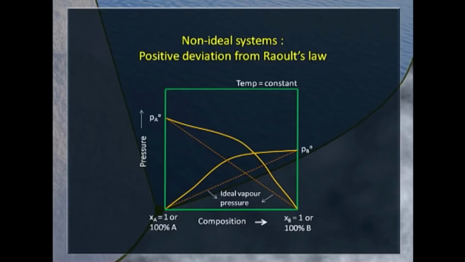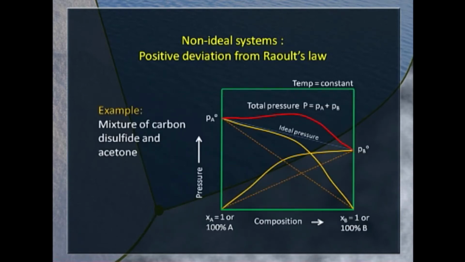If molecules of A like molecules of A much more than B, then there is a chance that B molecules try to escape, and it's vice versa. Similarly, A molecules are not liked by B, therefore they also tend to escape. Molecules are also unsociable in a sense. As a consequence, if you look at the total pressure, which is shown here, which is the sum of the partial vapor pressures of the two components, the curve shows a maximum. So these are the systems where the vapor pressure maximum can be seen.